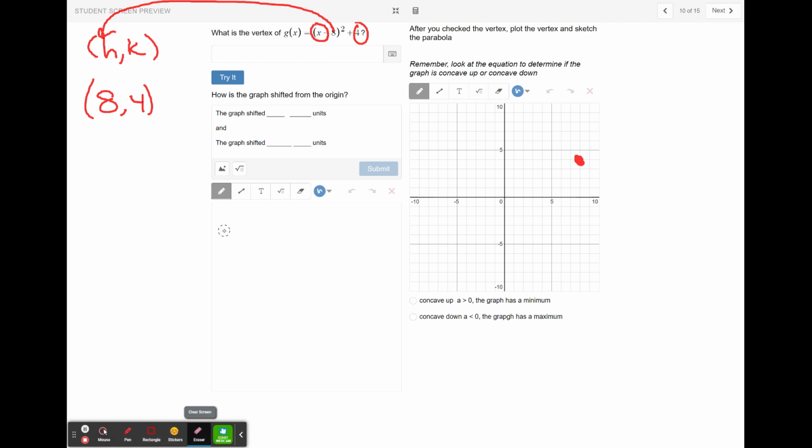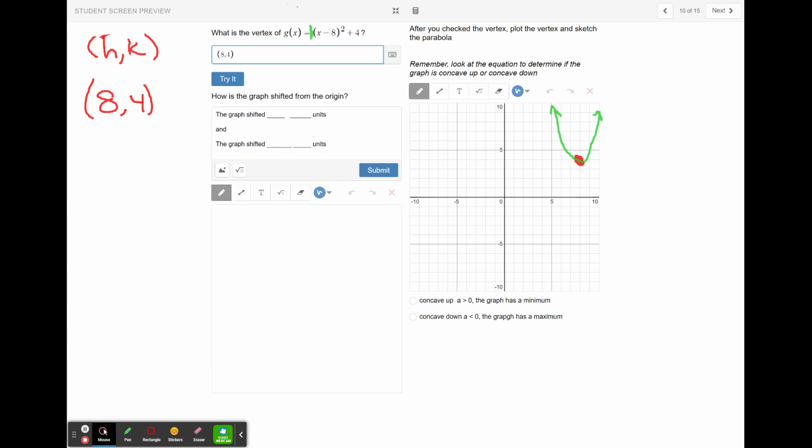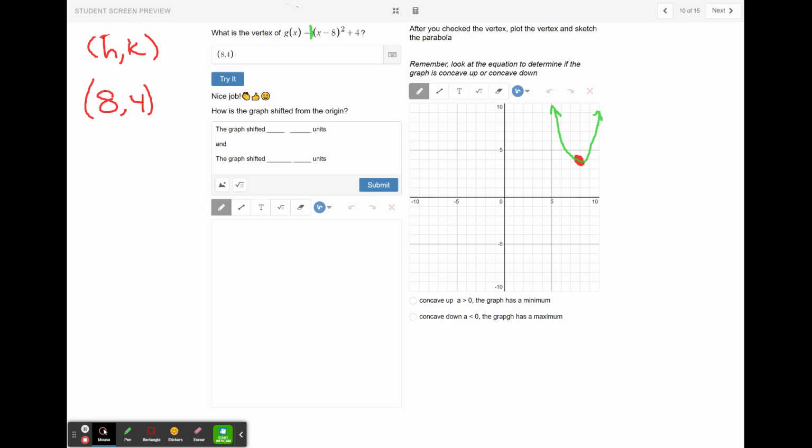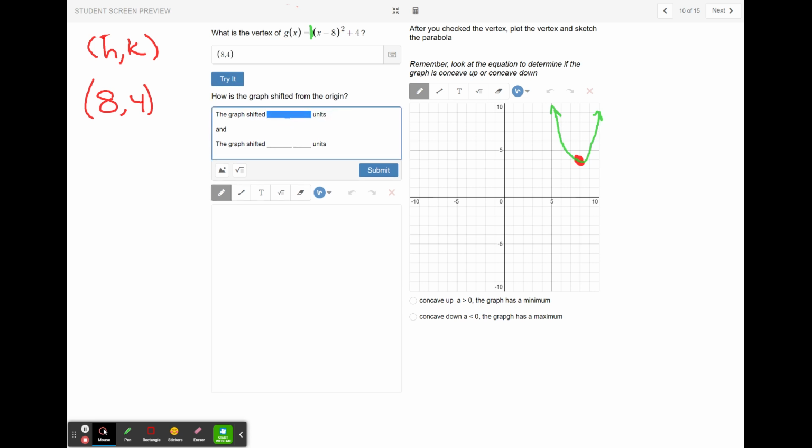So that's what I need you to do at this moment. I'm going to erase this. And I want you to look in front of this parenthesis. Since there's no number there, it's a 1. It's a positive 1. So since it's a positive, we know that we're going to be having arrows upward. So the vertex can be 8 comma 4. Look from the origin. We had to go right 8, and then up 4.